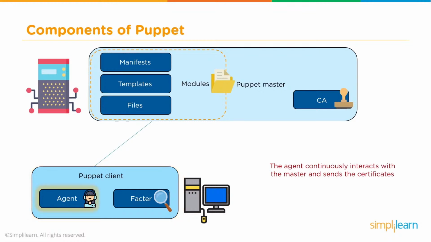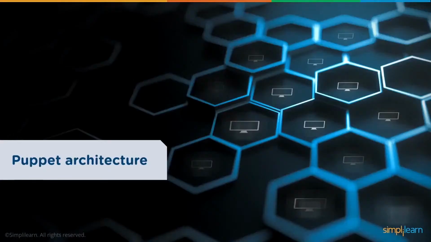There are two parts to the client. One is the agent that constantly interacts with the master server to ensure that the certificates are being updated appropriately. And then you have the factor, the current state of the client that is used and communicated back through the agent. So now that we know what Puppet is, let's look into the Puppet architecture.